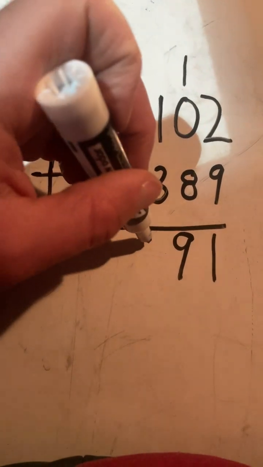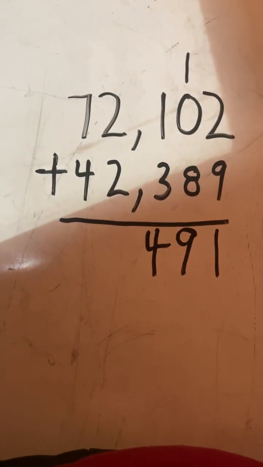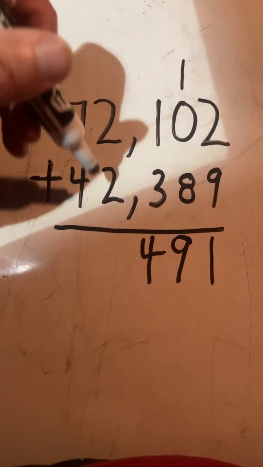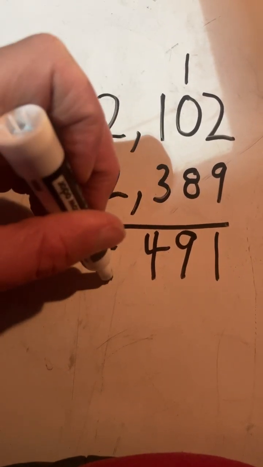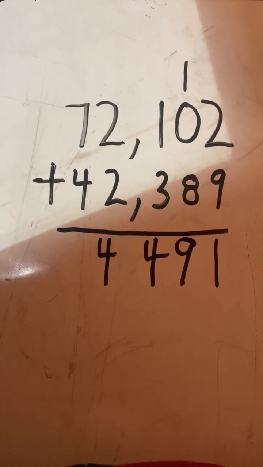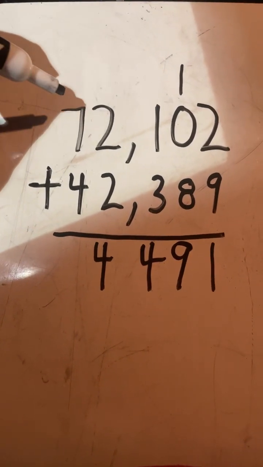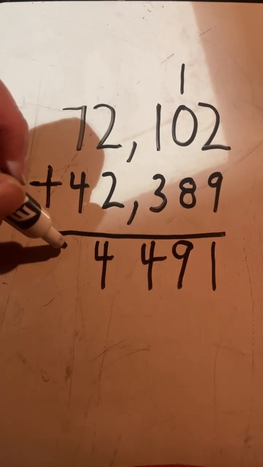One plus 3 equals 4. We do not need to regroup in the hundreds place because our sum is less than 10. 2 plus 2 again equals 4. No regrouping needed in the thousands place because again our sum is less than 10. Now in the 10,000s place, 7 plus 4 equals 11.